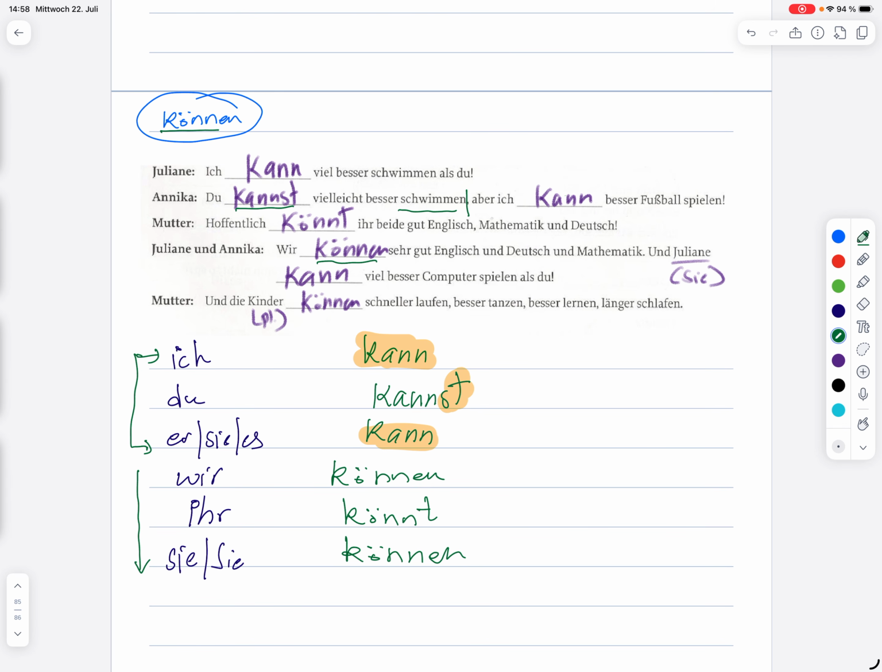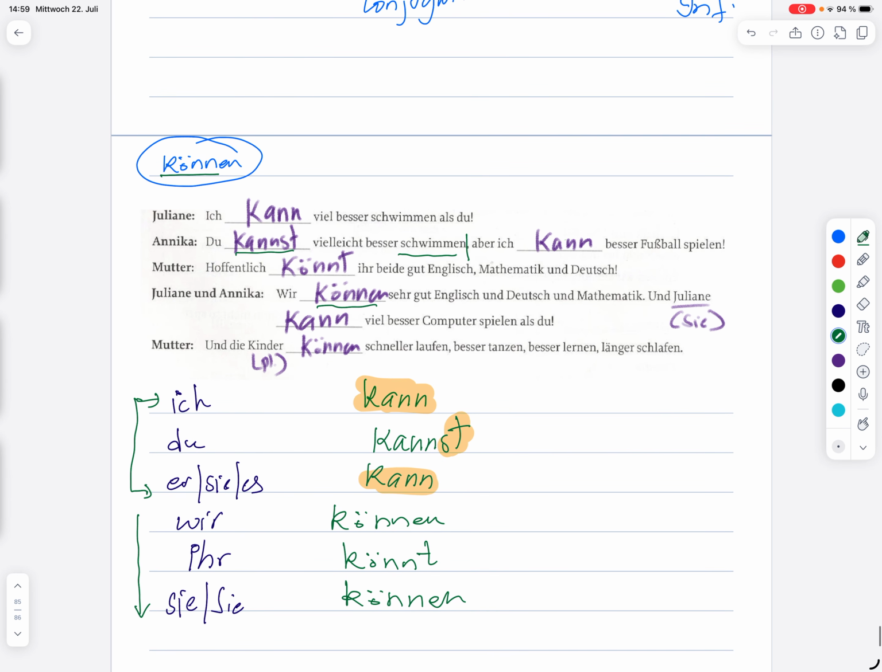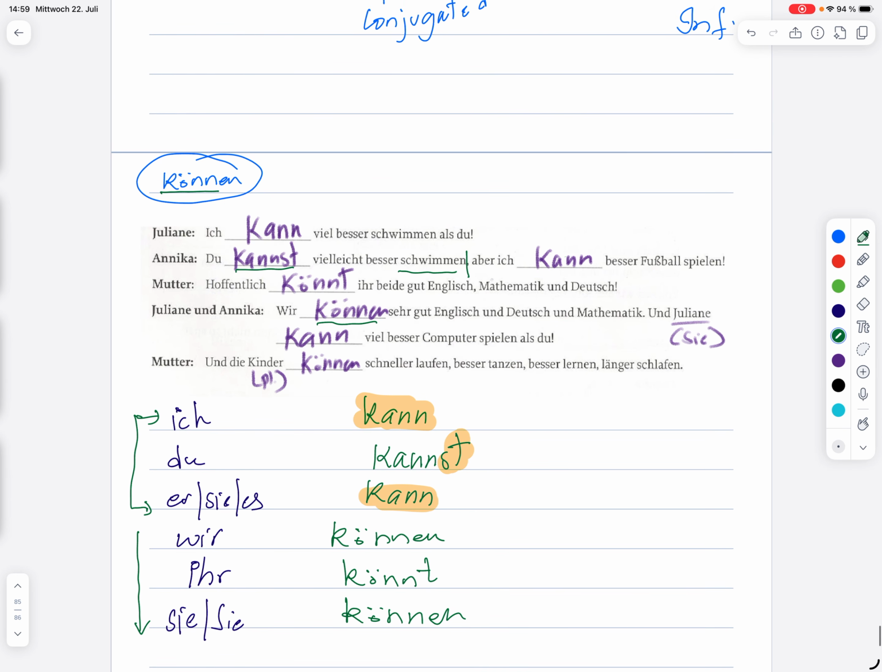And then if you want, you can also practice some other sentences with other verbs, but that is all for the modal verbs.